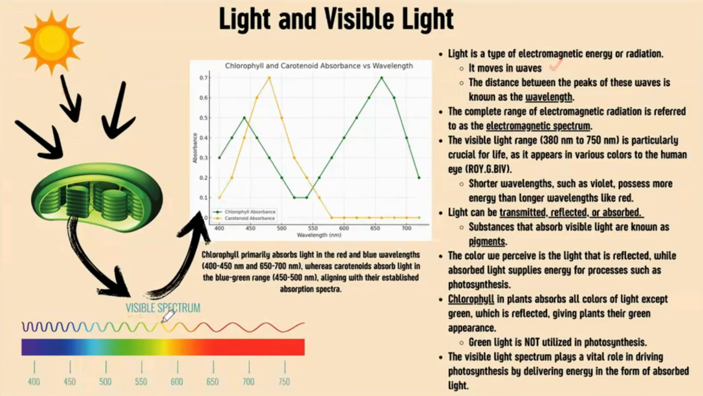Remember, the distance between each peak of these waves is called the wavelength, and the complete range of these waves is therefore known as the visible light spectrum, which ranges from 380 nanometers to 750 nanometers, which is crucial for life. And you might have heard the term ROY G. BIV: red, orange, yellow, green, blue, indigo, and violet, and that relates to the wavelengths here.